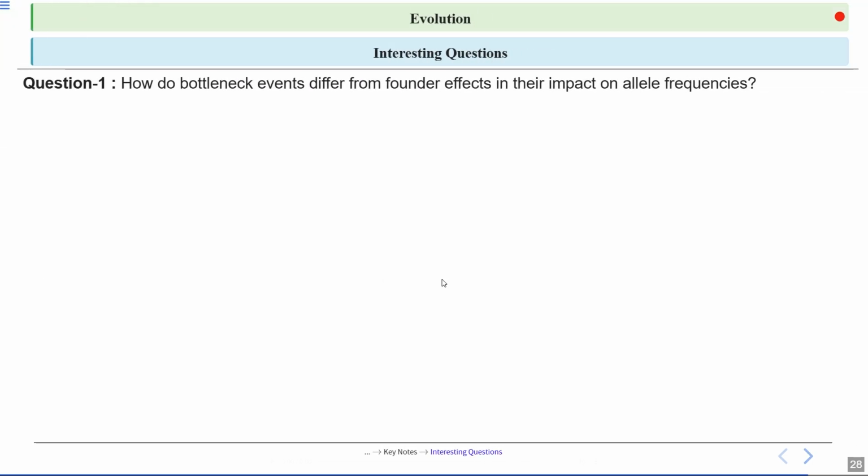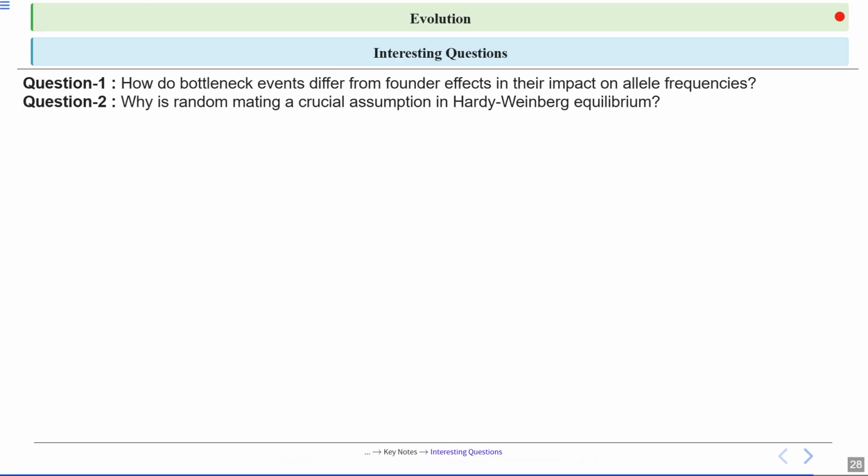Okay, so now there are some interesting questions for you. First is, how do bottleneck events differ from founder effects in their impact on the allele frequency? So you should know the difference between bottleneck events and the founder effect. Next one, why is random mating a crucial assumption in Hardy-Weinberg population?